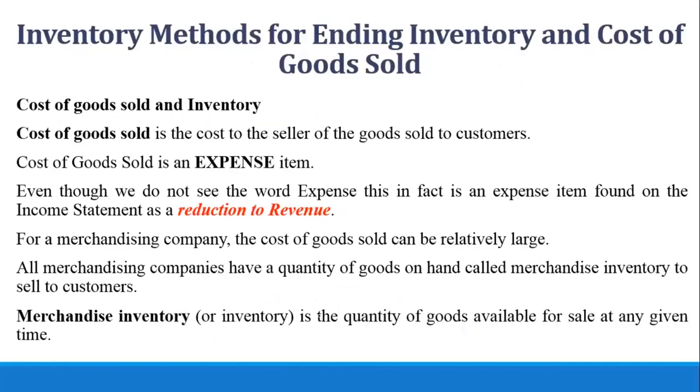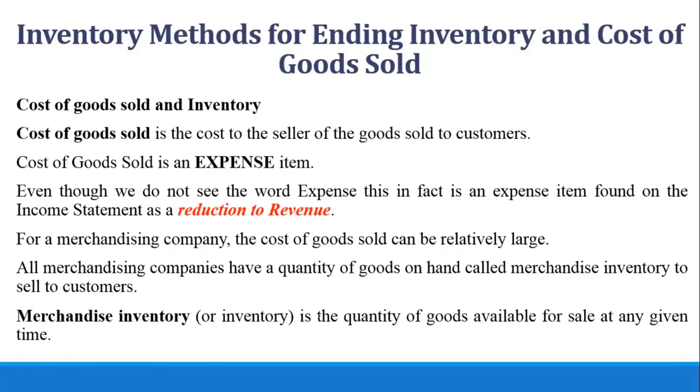Now we have the inventory methods for ending inventory and cost of goods sold. Okay, so cost of goods sold and inventory. Ayan, so cost of goods sold is the cost to the seller of the goods sold to customers. Okay, so it is an expense item. Though we do not see the word expense, this in fact is an expense item found in the income statement as a reduction to revenue. As for a merchandising company, the cost of goods sold can be relatively large. Okay, so medyo malaki siya.